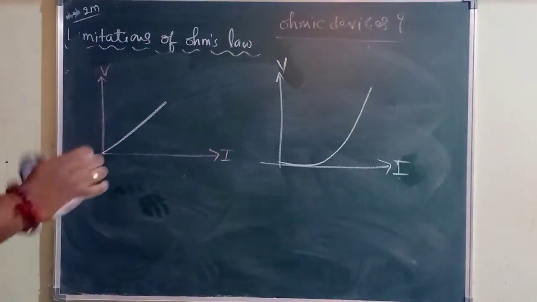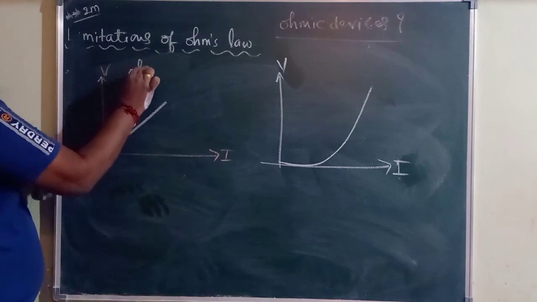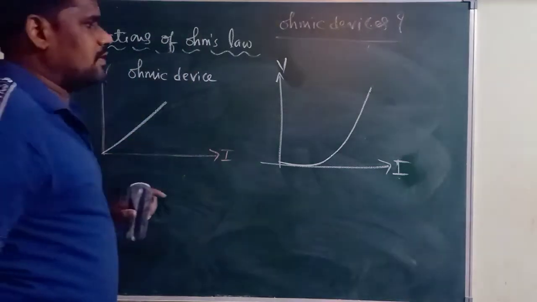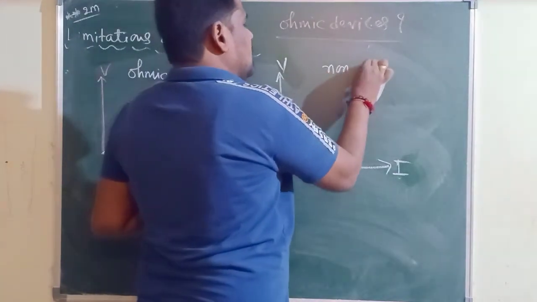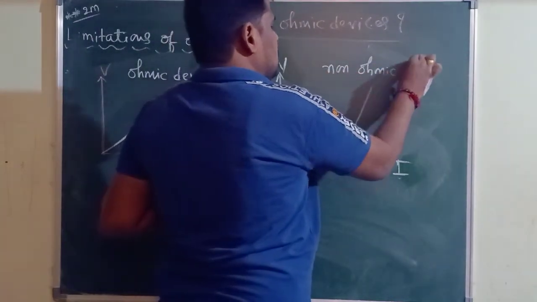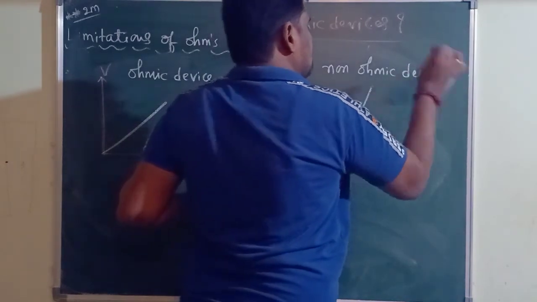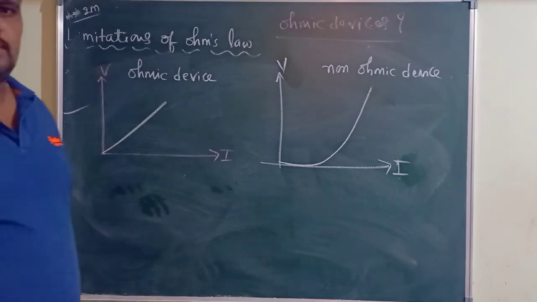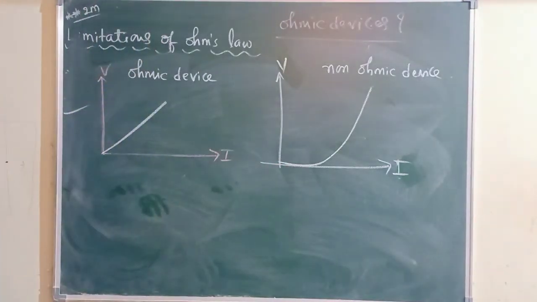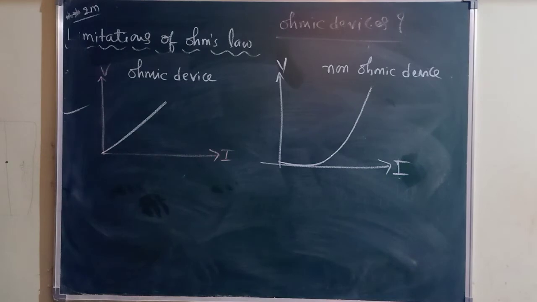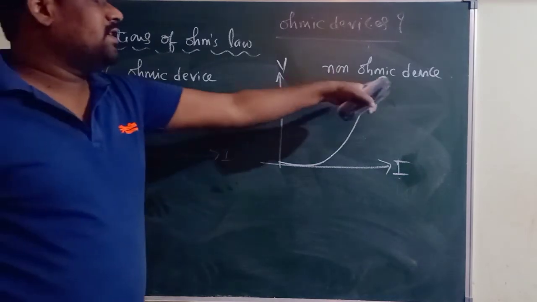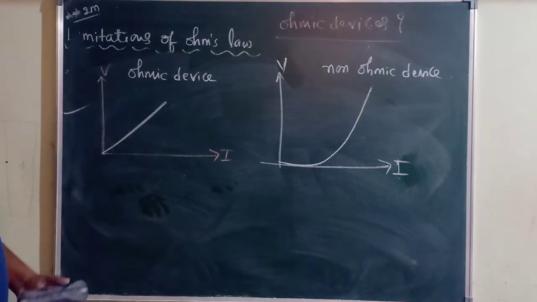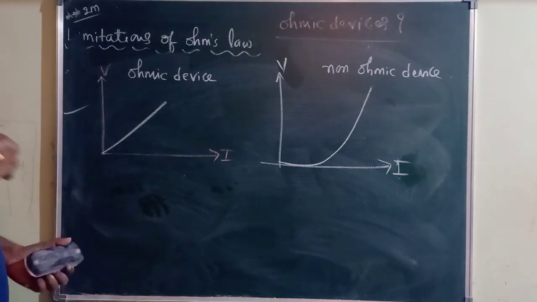It is a curve. It is for the non-ohmic device. So this is the difference between an ohmic device and a non-ohmic device. If the relation between voltage and current is linear, then it is called an ohmic device. If the relation between voltage and current is not linear, then it is called a non-ohmic device.